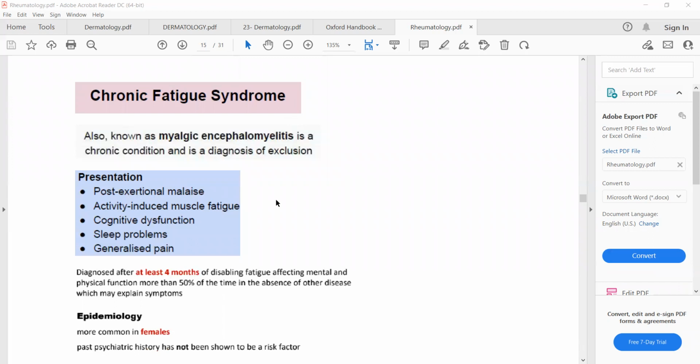The presentation is mostly post-exertional malaise, activity-induced muscle fatigue, and due to this fatigue, there will be cognitive dysfunction, sleep problems, and generalized pain. Chronic fatigue syndrome is diagnosed after at least 4 months of disabling fatigue, both mental and physical, functioning at less than 50% of the time in the absence of other diseases which may explain the symptoms.